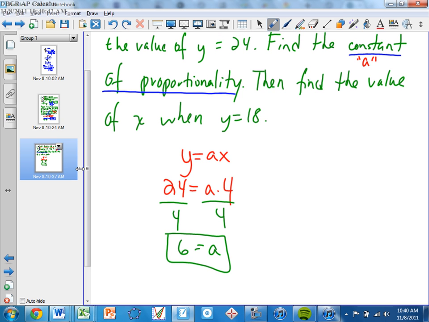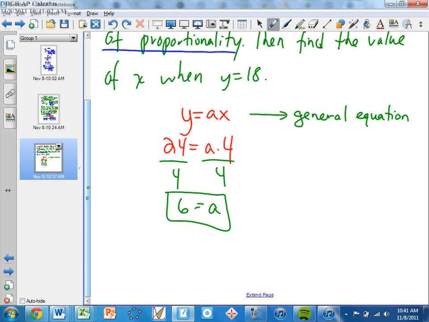Now, we need to identify some stuff here. This is called the general equation. Whenever you write y equals ax, that is called the general equation, because it generally represents direct variation. Now, look down here. We have a equals 6 now, don't we? So since a equals 6, I can rewrite the general equation as y equals 6x.